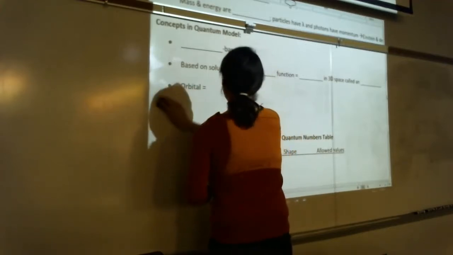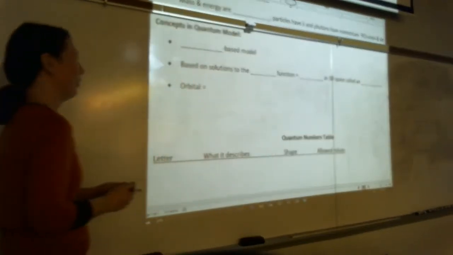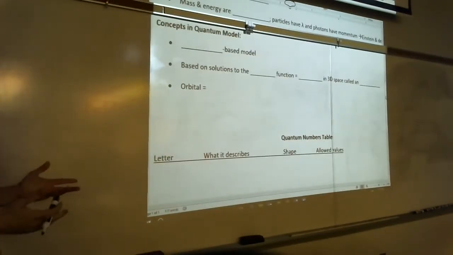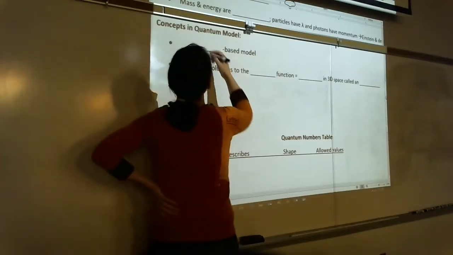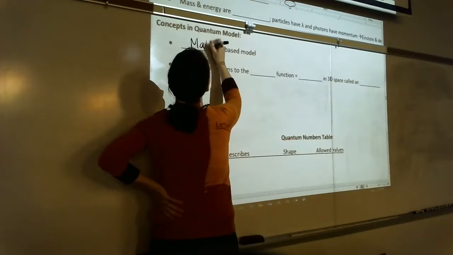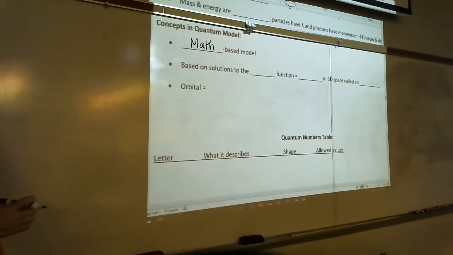Number one, because this isn't quantum mechanics, and number two, because half the people in the class don't have the math background to do that. So, Calc 3 is a prerequisite for quantum mechanics, just FYI. So this is a math-based model. Until you've taken Calc 3, you're not really ready to take quantum mechanics yet.